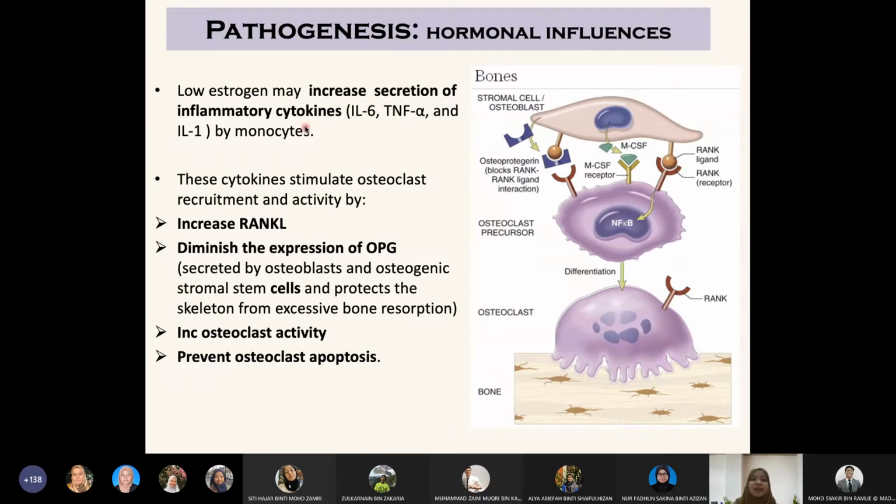So what happens when a female has menopause? There will be low estrogen, right? When there is low estrogen, there will be increased cytokines. These are the cytokines. These cytokines will actually increase RANK ligand and diminish osteoprotegerin. Therefore, it will increase osteoclast activity. More osteoclast precursors will be differentiated into active osteoclasts, and it will also prevent osteoclast apoptosis. So these are the mechanisms of osteoporosis in patients with menopause.